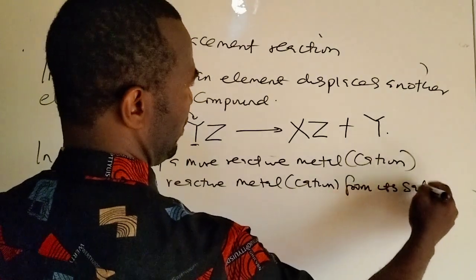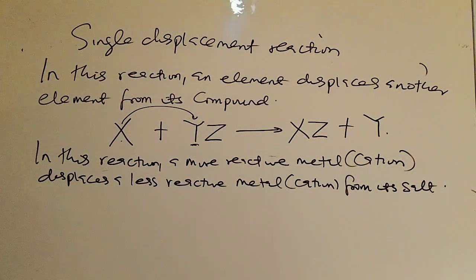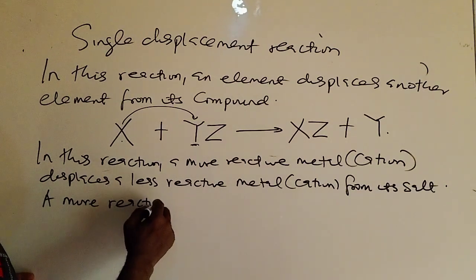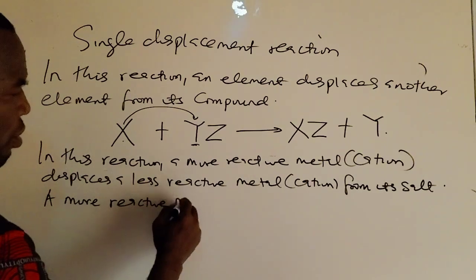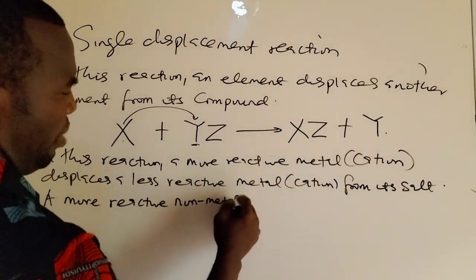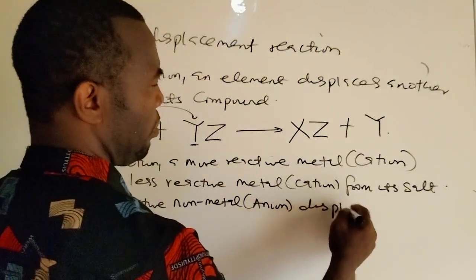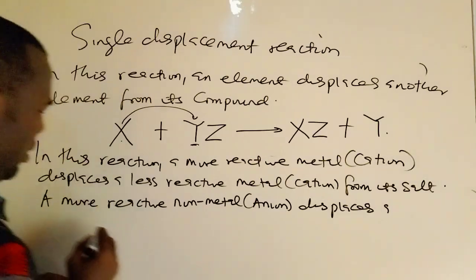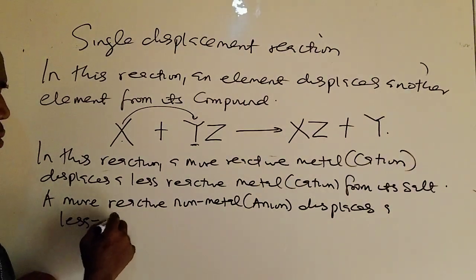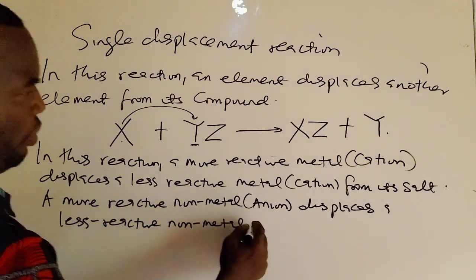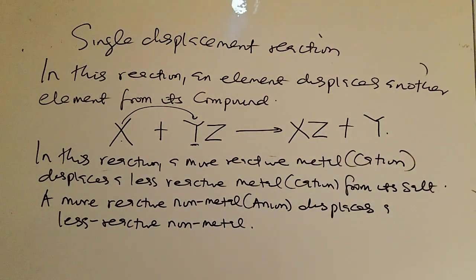A metal displaces another metal, while a more reactive non-metal, which we can call anion, negative ion, displaces a less reactive non-metal or anion. Anion refers to negative ion. So you see that. For this reaction to take place, it must be an element displacing another element.